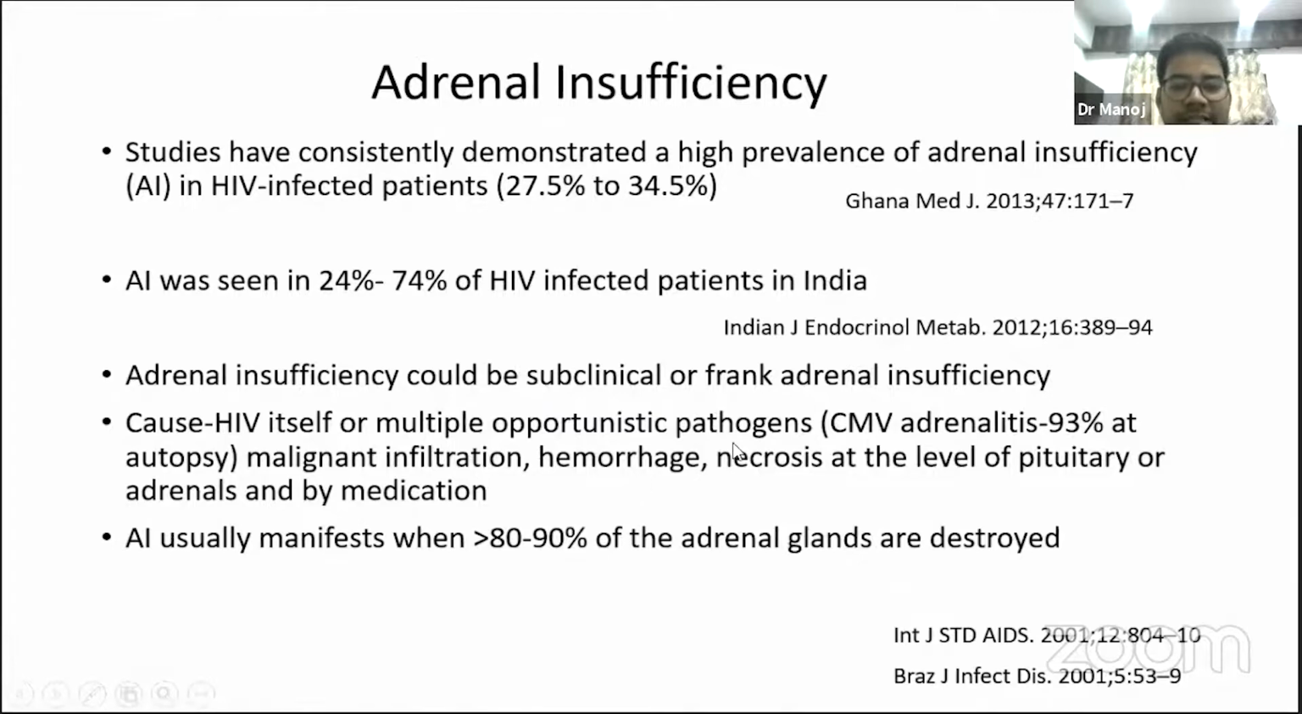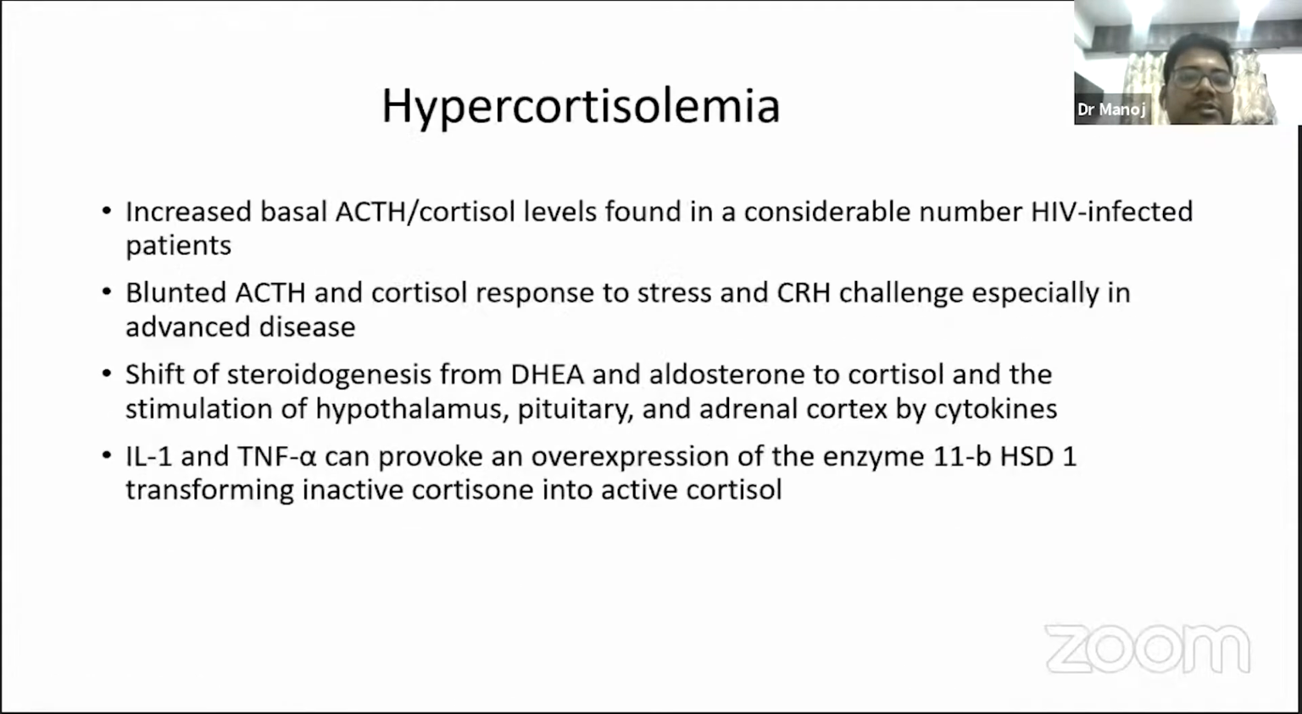The causes could be HIV infection, opportunistic infection, CMV adrenalitis, which was seen in 93% at autopsy studies. Apart from that, malignant infiltration, hemorrhage, necrosis at the level of pituitary or adrenal may be the cause, or medications. But adrenal insufficiency usually manifests when more than 80 to 90% of the adrenal gland is destroyed by the opportunistic infection.